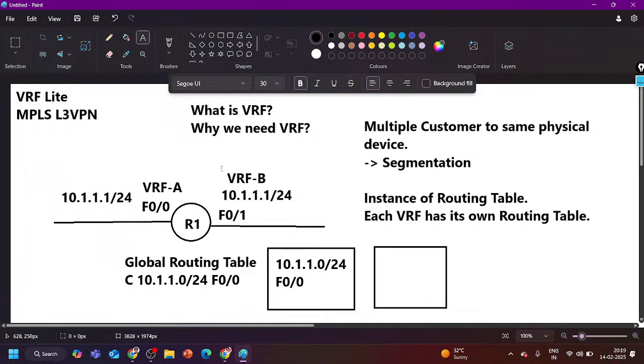Okay. So where is the need of VRF? Generally, we use VRF in the service provider network. Why? Because the service provider is connecting multiple customer networks together.